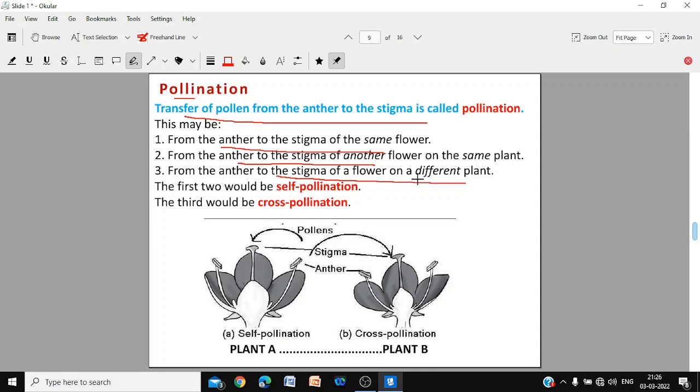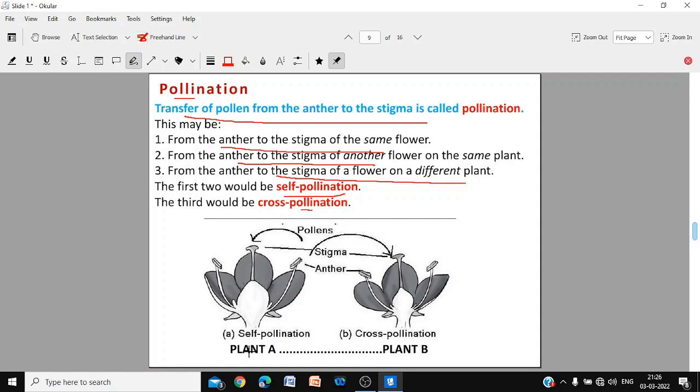The first two, that is same flower or same plant, that's self-pollination. And when the flowers are on different plants, from the anther of one flower to the stigma of another flower on a different plant, that would be cross-pollination.